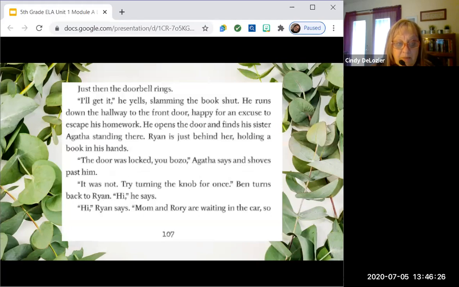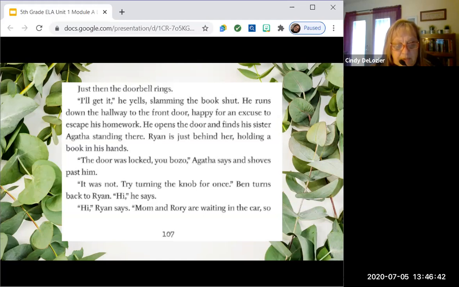Just then the doorbell rings. "I'll get it," he yells, slamming the book shut. He runs down the hallway to the front door, happy for an excuse to escape his homework. He opens the door and finds his sister, Agatha, standing there. Ryan is just behind her, holding a book in his hands.